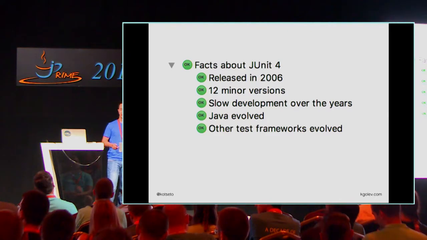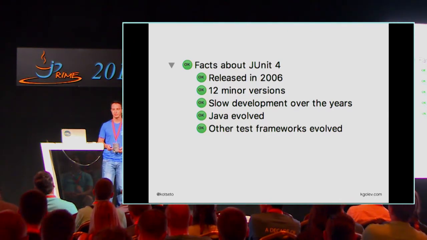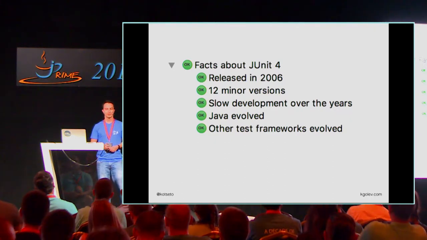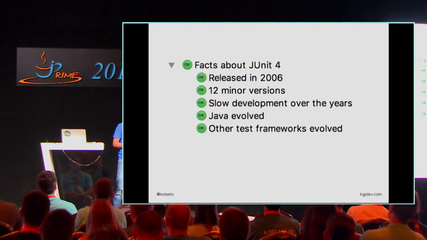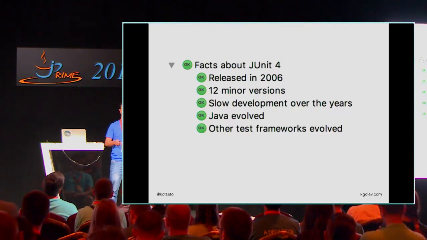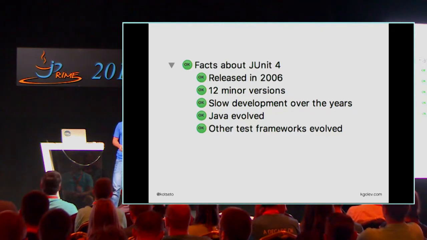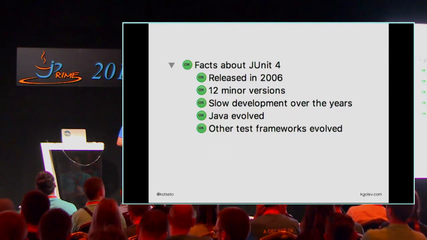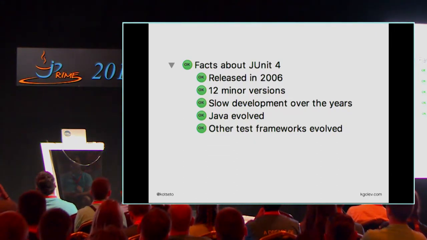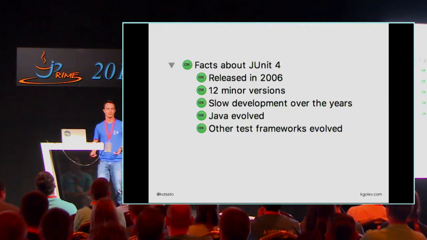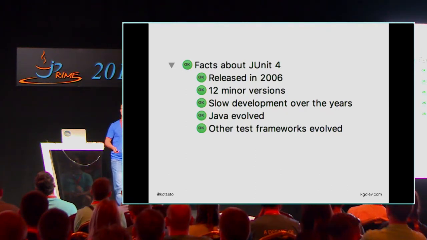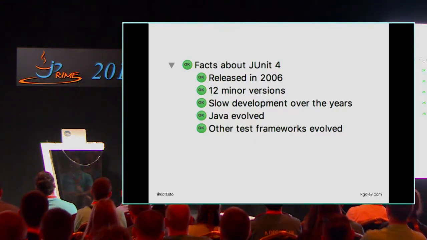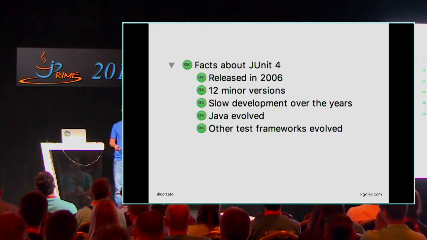There have been 12 minor versions of JUnit, but nothing significantly changed for years. There are some features, what I call power features, but they're not very widely used. And development was kind of slow. Java evolved in the meantime. There is Java 8 for 3 years now, while JUnit 4 is based on Java 5. And other test frameworks over the years evolved and found better ways to write test automation. JUnit is currently the most widespread testing tool on the JVM, the default one. Everybody is using it, but it's really not up to date if you have seen what other frameworks are using, especially in other languages.